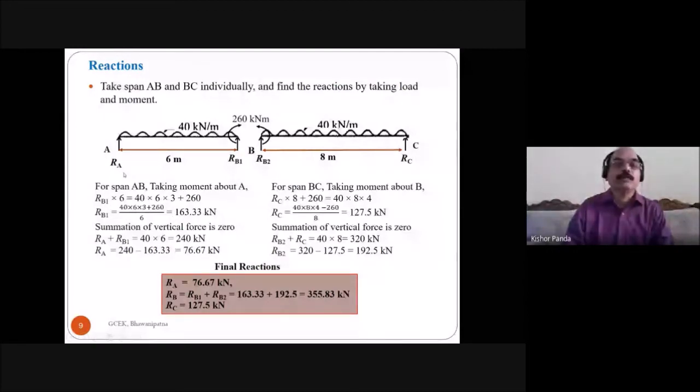Then you find out the reaction at A, because you know the summation of vertical force is equal to 0. This is the equilibrium equation. RA plus RB1 is equal to 40 into 6, which is equal to 240 kilonewton. Then RA is equal to 240 minus 163.33, which is equal to 76.67 kilonewton.